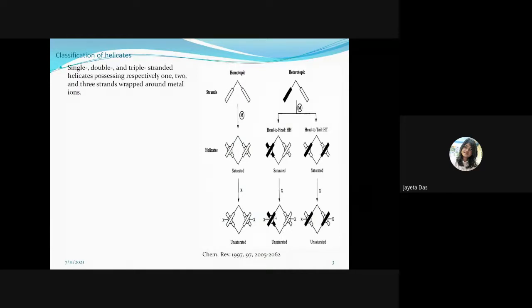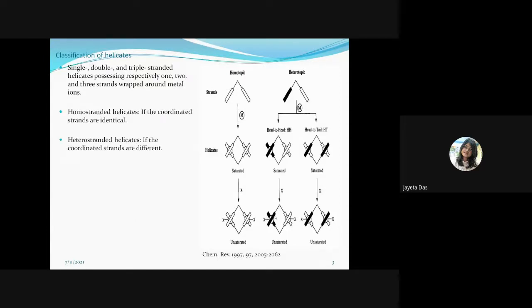On the basis of the number of strands present in those helicates, we can classify helicates as single, double, and triple stranded helicates. If the strands are of number 1, 2, or 3, then respectively they are called single, double, and triple stranded helicates. Then come homostranded and heterostranded helicates. If the coordinated strands are identical to each other, then those are called homostranded helicates, and if the strands are not identical to each other, then those are called heterostranded helicates.